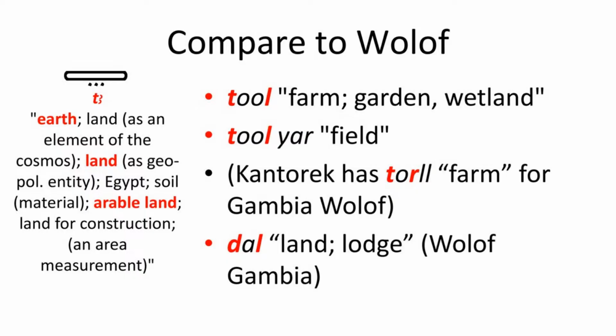And so a cognate of that is in the Wolof language. So you have Tul, farm, garden, wetland, and then Tuliar, meaning field. Another form where the T becomes D is Dal, land and lodge, in the Wolof that is spoken in the Gambia, right? So remember that arable land is farmland, Egypt, soil material, land for construction. That's all farmland. That's all that means. And so these are cognates, and of course, based on regular sound meaning correspondences, which we want to examine here today.